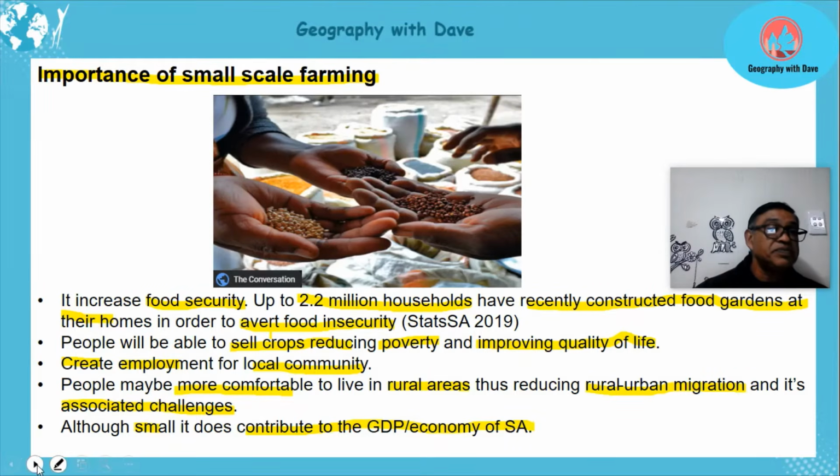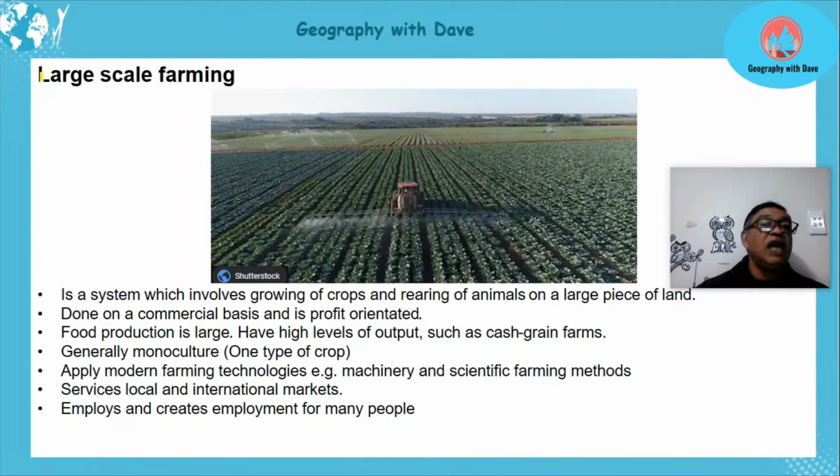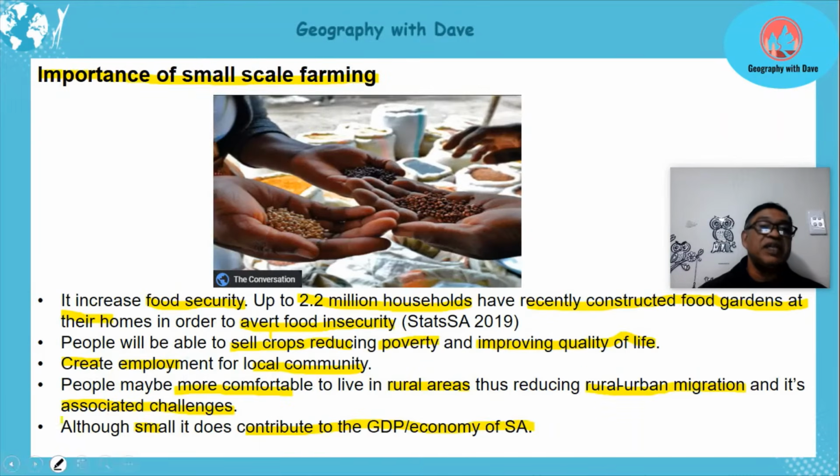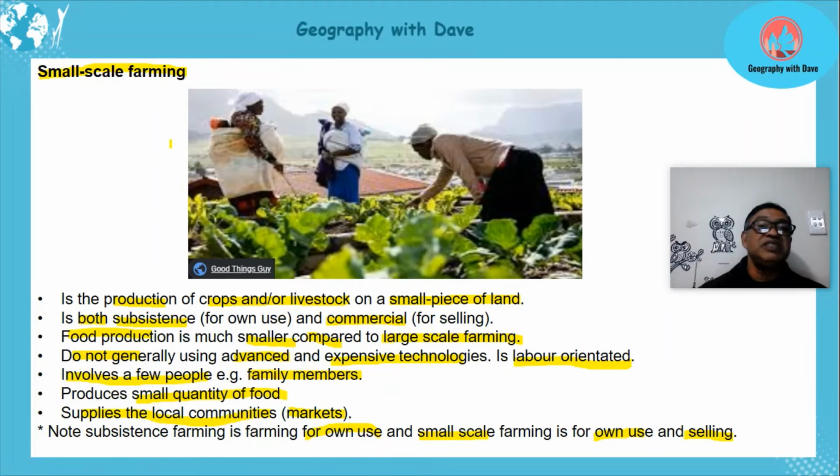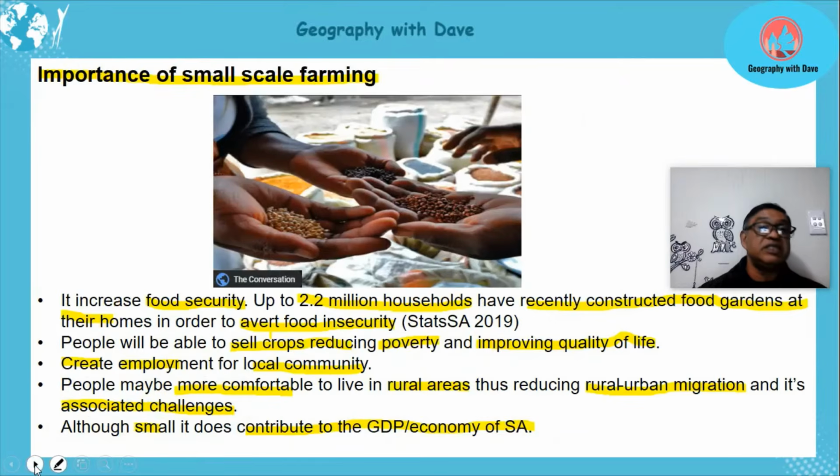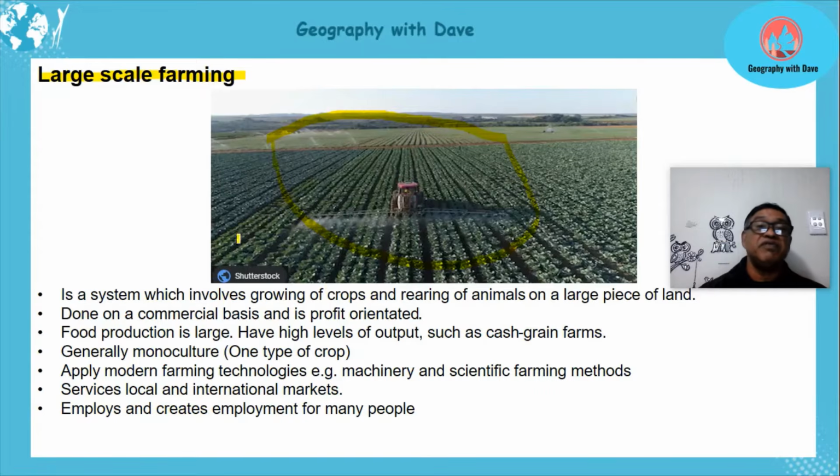Okay, let's go to large scale farming. And here you can also see the size compared to the photographs I showed you before. It's huge. I'm just going to go back there. Can you see it? And here you can see it's a small scale. There's a house there, and the people are planting here. So it's much smaller compared to this, which is massive. Okay, this is large scale farming.